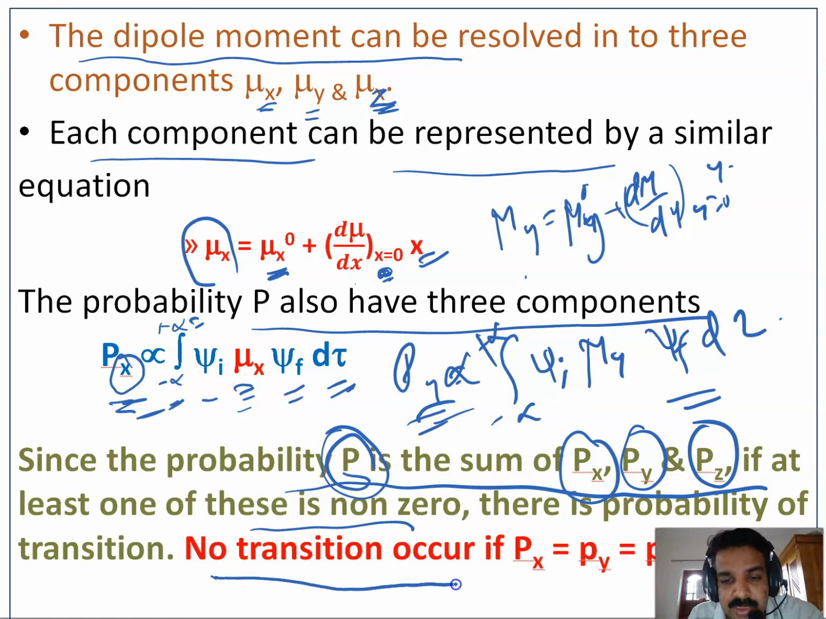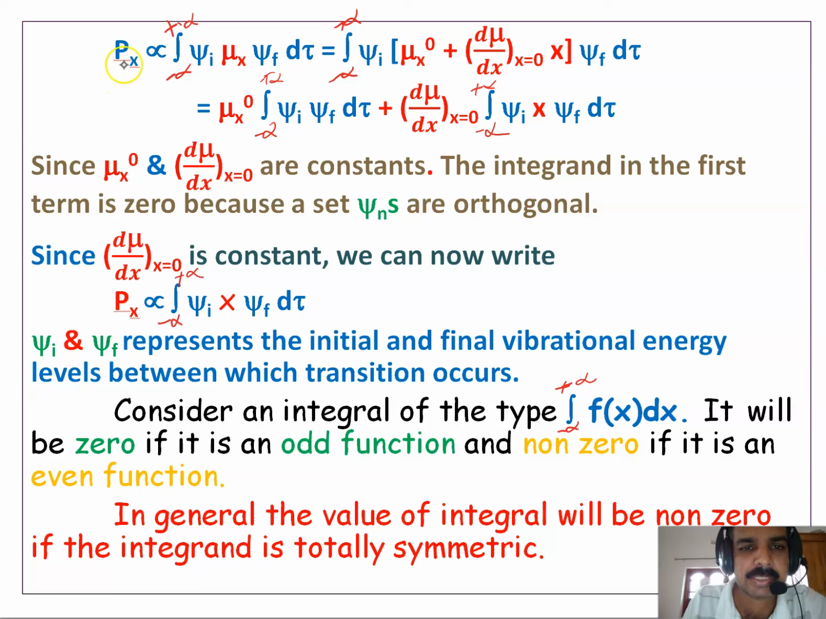If no transition occurs, that is, if Px equals Py equals Pz equals 0, that is, if all the integrals are 0, then that transition never takes place in IR. And Px can be written as the integral from minus infinity to plus infinity of ψ_i μx ψ_f dτ. We already told you.